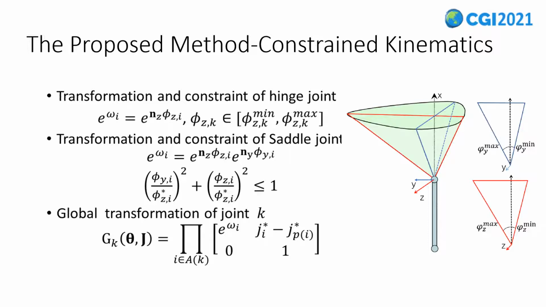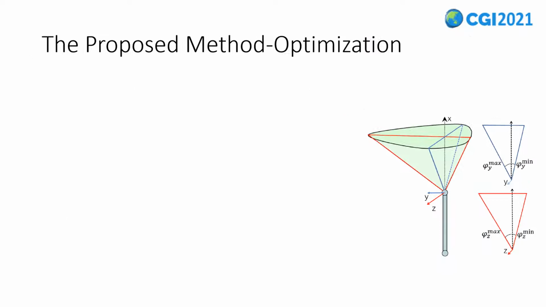For saddle joint, the motion of the bone shooting from it is a composition of the two rotations, respectively around the z-axis and y-axis. Similarly, denoting the two angles by phi_zk and phi_yk separately, we then have the second formula, where n_y is a unit vector along the y-axis. The rotational angles satisfy the following ellipse constraint as the third formula. Remind that the rotation of one joint is a cumulative multiplication.